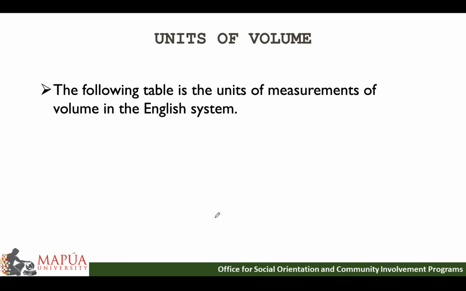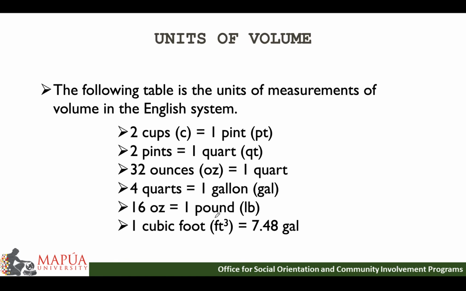The following table is the units of measurements of volume in the English system. So we have, 2 cups is 1 pint. And 2 pints is equivalent to 1 quart. 32 ounces is equivalent to 1 quart. 4 quarts is equivalent to 1 gallon. 16 ounces is equivalent to 1 pound. 1 cubic foot is equivalent to 7.48 gallons.